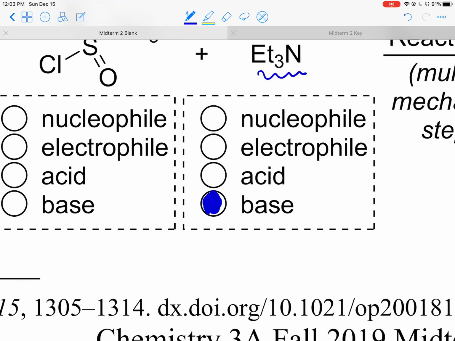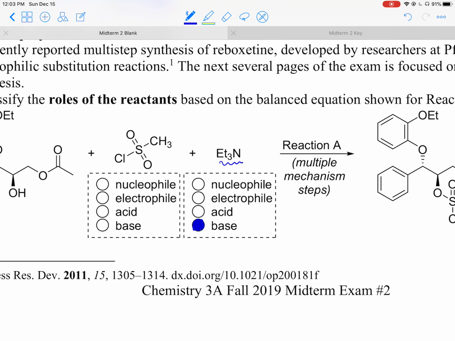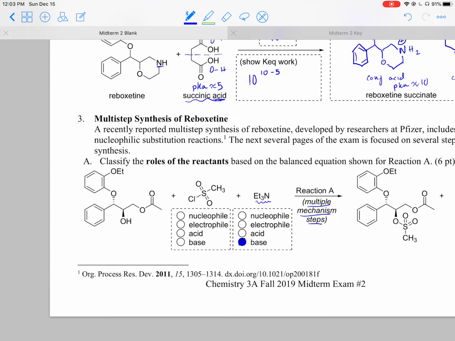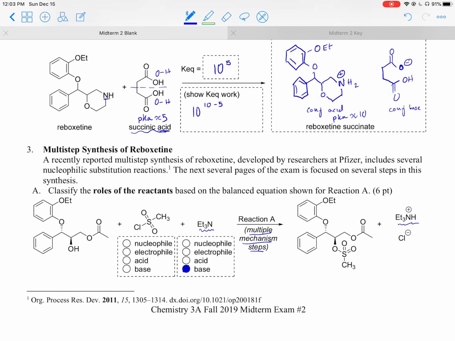And so you might be tempted to say, oh, this is obviously a base, so the other thing is going to be an acid, but that's not the case because this isn't just one step, it's a multiple step mechanism reaction that we're looking at here. So we actually have to look at everything that's happening. We have to figure it out in our head, not necessarily in the right order yet, but we need to think about everything that's happening here. So we need to figure out where the hydrogen is coming from that goes onto this nitrogen. Where is it coming from?